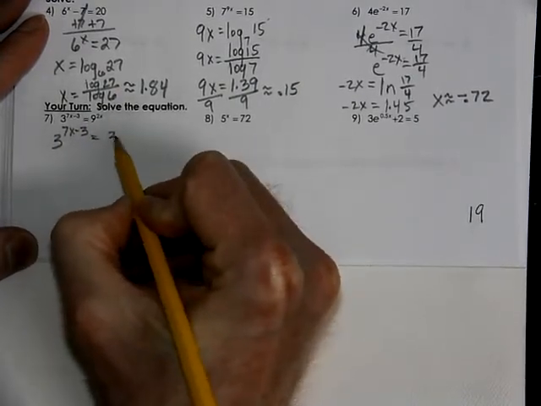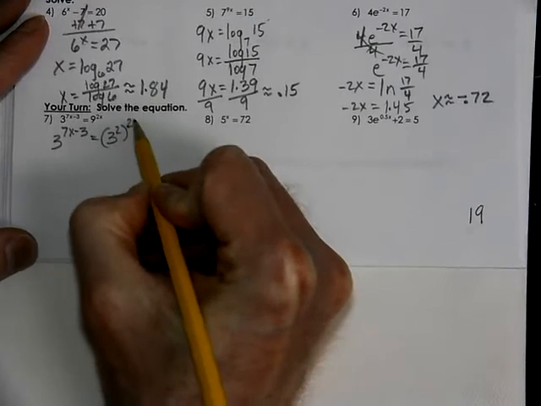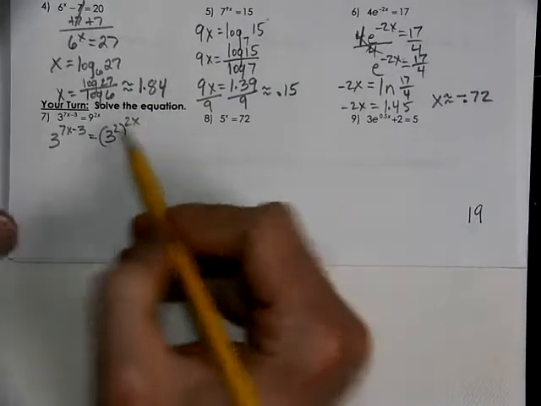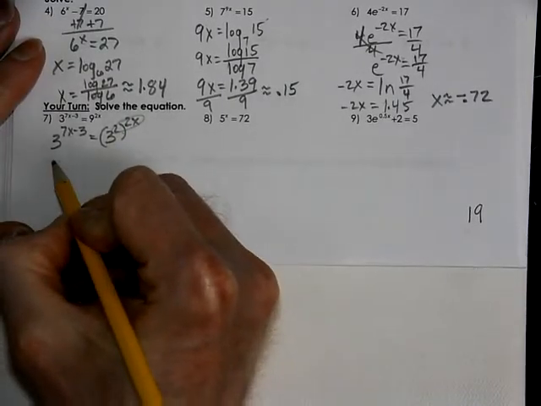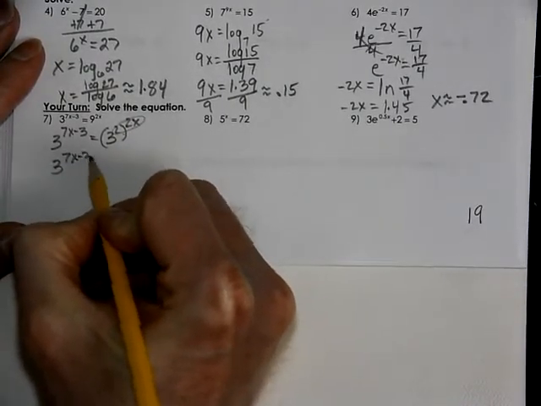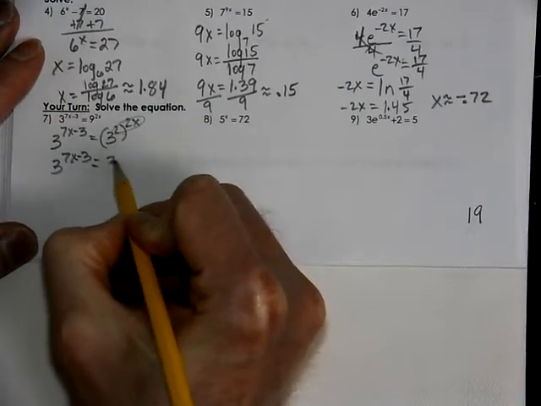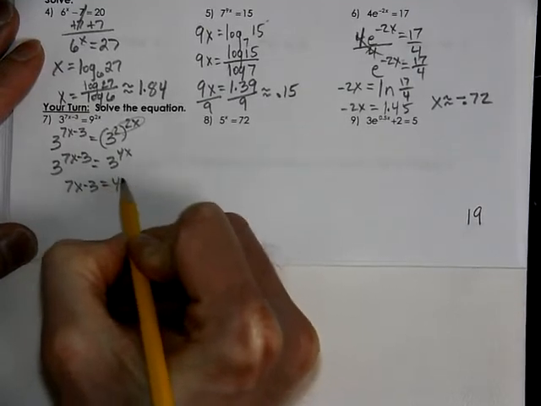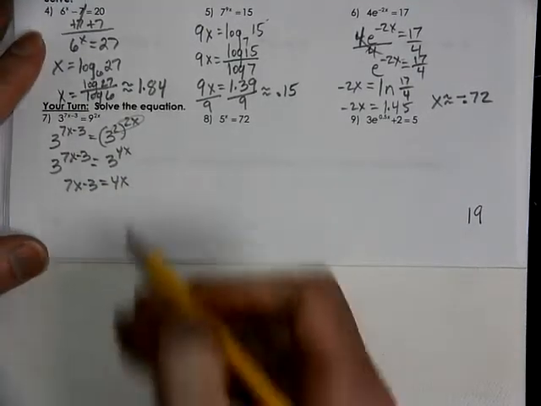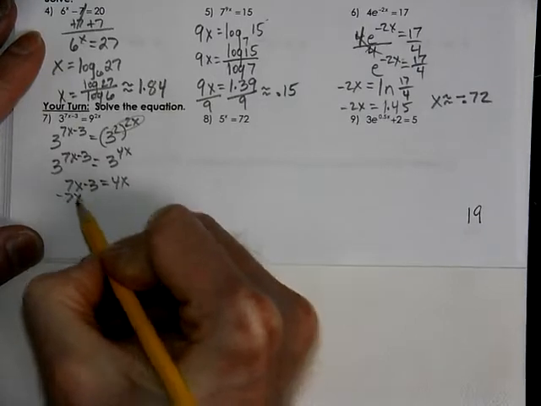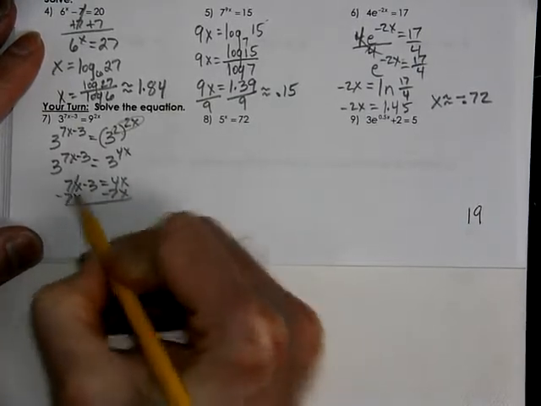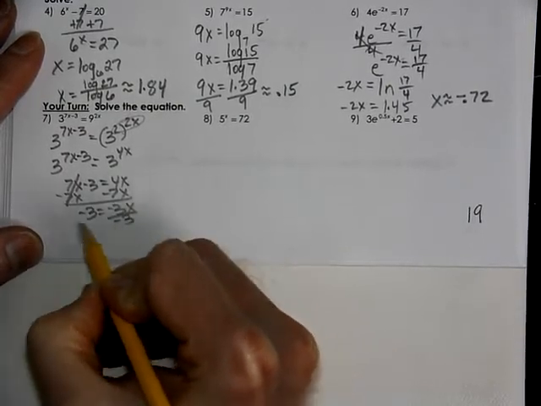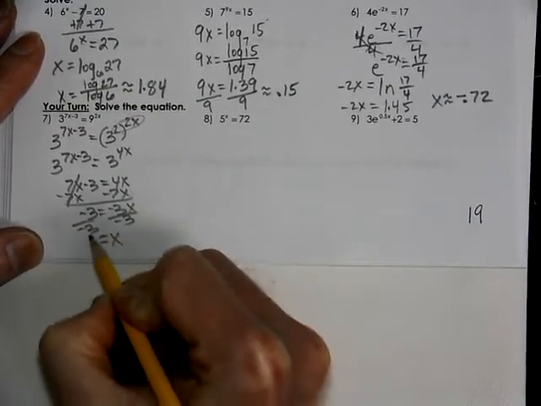Here we have 9. It's made of 3 squared. 3 squared is to the x, the 2x power. We're going to have to multiply there to get 3 to the 4x. Then we can set our exponents equal to each other. We can move over the x if we wish, and divide. And that clearly comes out to be 1.